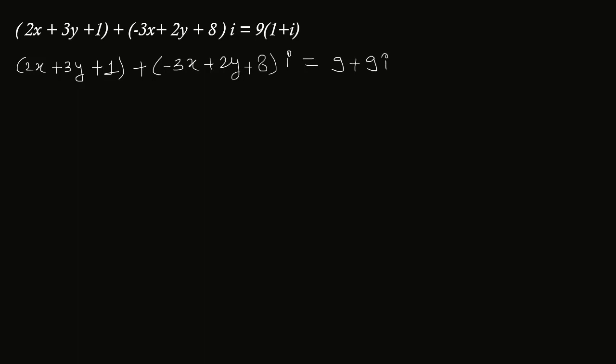Now compare real part with real part. That gives you 2x plus 3y plus 1 is equal to 9, and when we simplify we get 2x plus 3y is equal to 8. 1 को हमने लेफ्ट में शिफ्ट कर दिया. It is a linear equation.